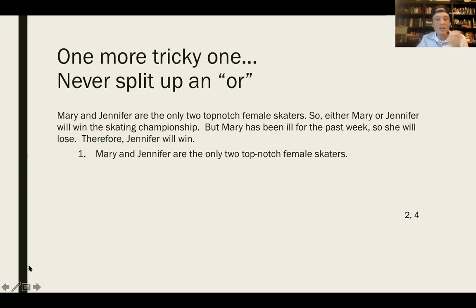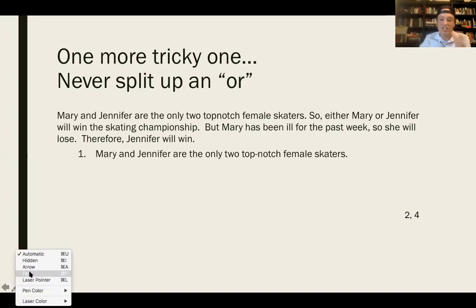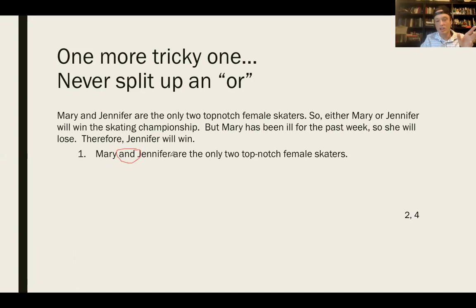Now, you can do this a couple ways. I just kept that and together because it seemed easier. But you could split it up. If you were going to split it up, you would say Mary is a top-notch skater and Jennifer is a top-notch skater. And you'd probably have to have somewhere in there that there are no other top-notch skaters, because that's what only suggests.